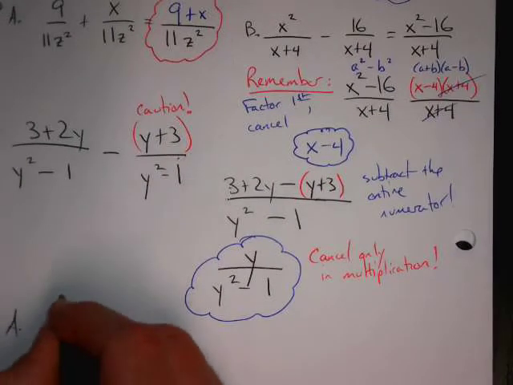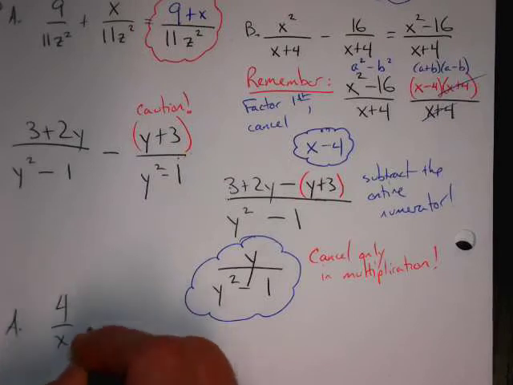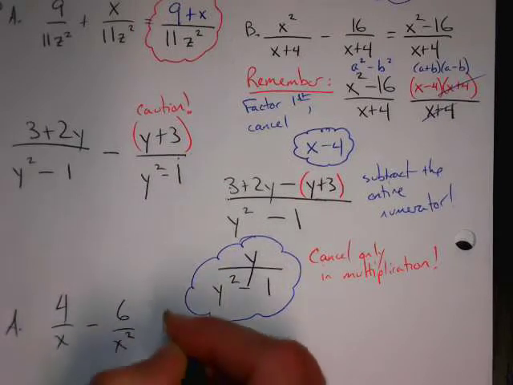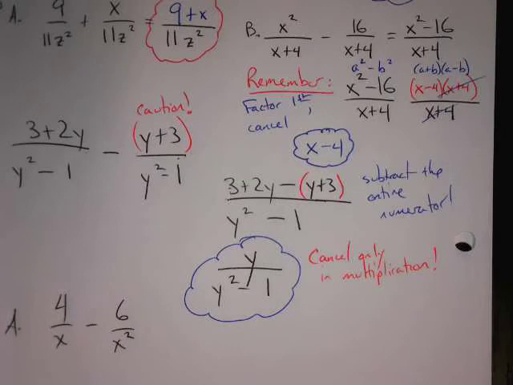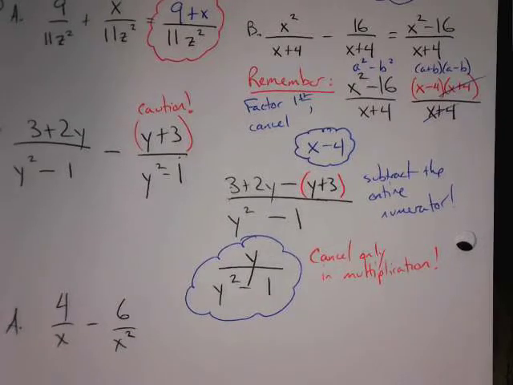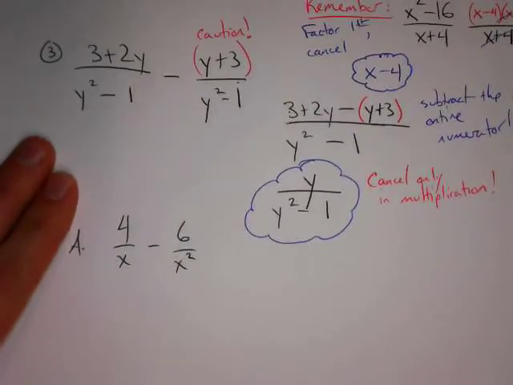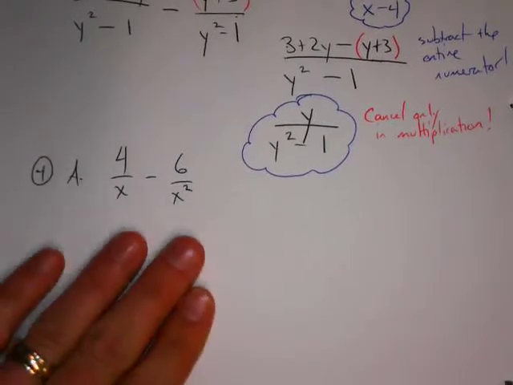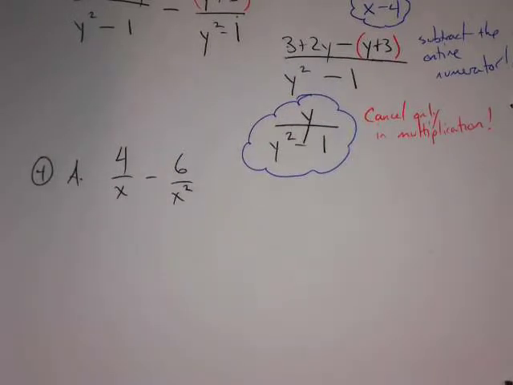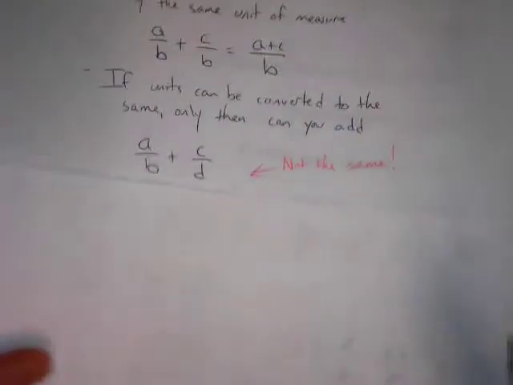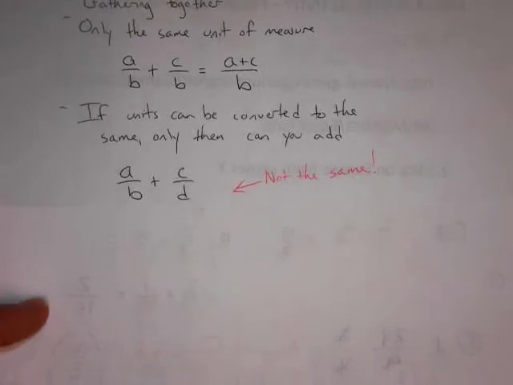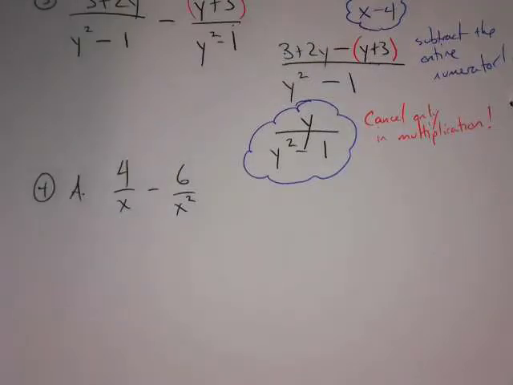All right, so the next example, we have 4 over x minus 6 over x squared. What's going to happen? We cannot operate on these two denominators because they're not the same. Clearly, these two denominators are not the same. And do you remember what we did in that case? We had to find a common denominator and make sure that we're multiplying by 1.